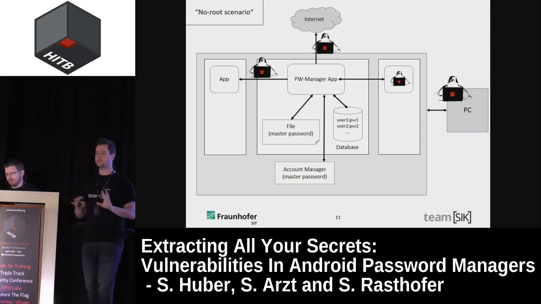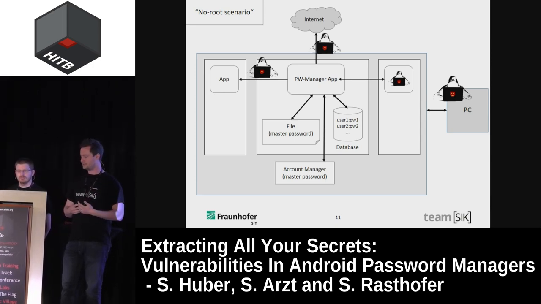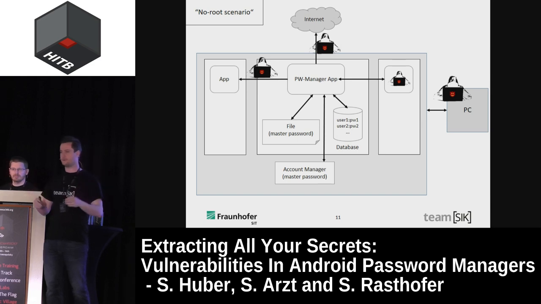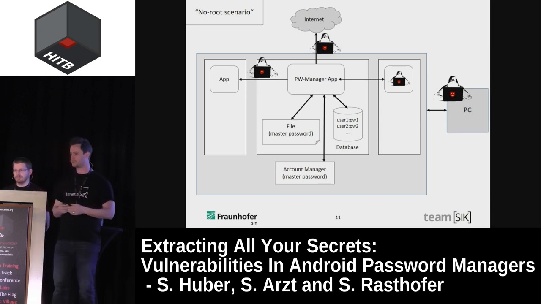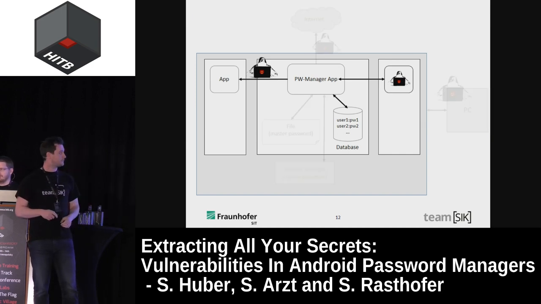In this talk, we will not cover all of them due to time restrictions. But in total, we found 26 different vulnerabilities, and in the following, we will explain five in more detail. Later on, we give an overview of what kind of vendors we attacked, and what kind of issues we found in them. Okay, so let's start with the first scenario.